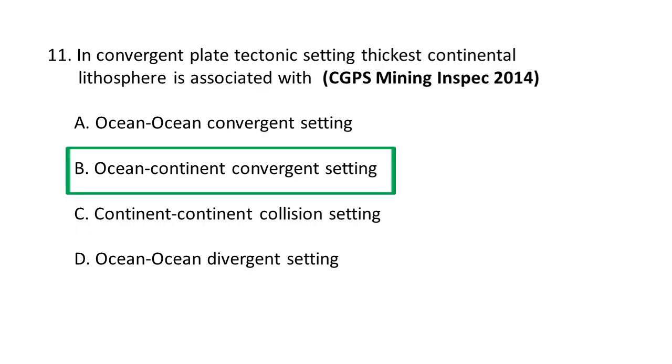In this oceanic continent convergence setting, an oceanic plate subducts beneath the continental plate, and the oceanic plate is denser than the continental plate, so it sinks into the mantle, and the melted rock from the subducted oceanic plate rises as magma through the continental plate, often forming a chain of volcanoes. So the thickest continental lithosphere is associated with oceanic continent convergence setting.